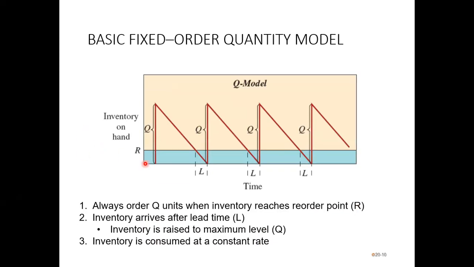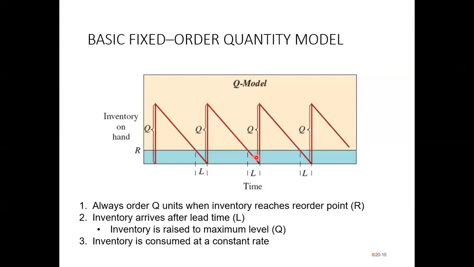In the fixed order quantity model, you are holding an inventory and suddenly sales happen and your inventory keeps on going down. As soon as it reaches a reorder level, you place an order for an order quantity Q. After reorder, of course, sales keep on happening and inventory keeps on reducing. And after this lead time, whatever you ordered comes to your store or your warehouse from the factory or the supplier, and suddenly your inventory again reaches the set level, or Q.